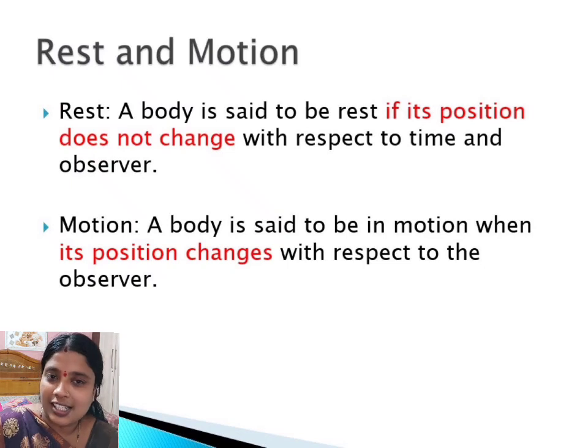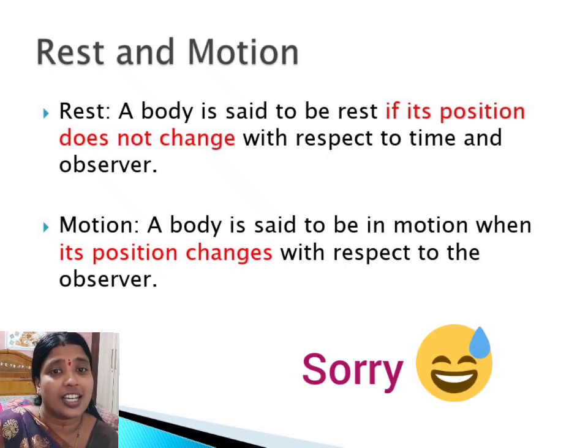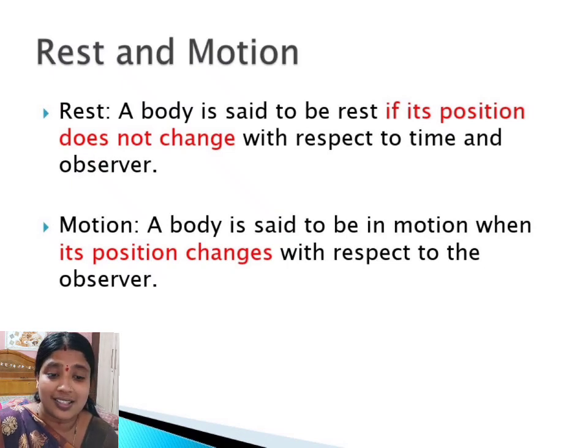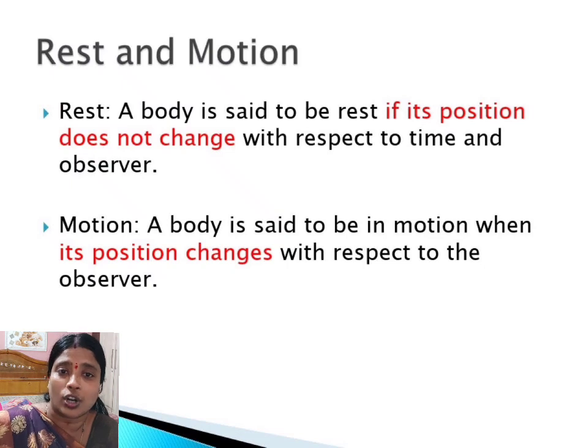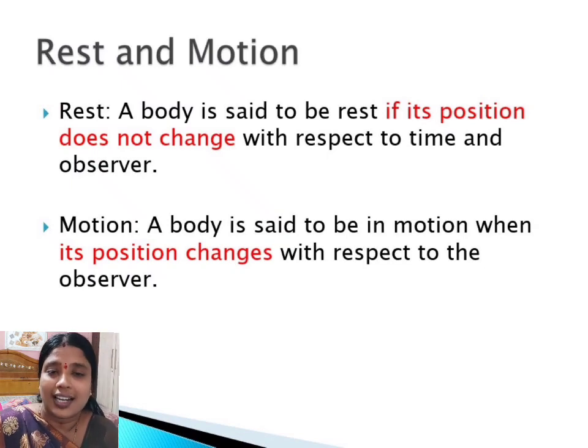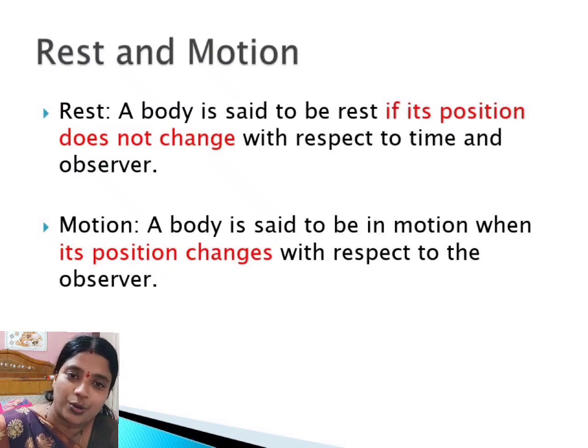A body is said to be at rest if its position does not change with respect to time and observer. This is important: time and observer. The observer is also important. If the position changes with time, or with respect to a particular observer, then it is in motion. Or else, if the position does not change and remains fixed, then it is called rest. So a body is said to be at rest if its position does not change with respect to time and observer, and a body is said to be in motion if its position changes with respect to time and observer.